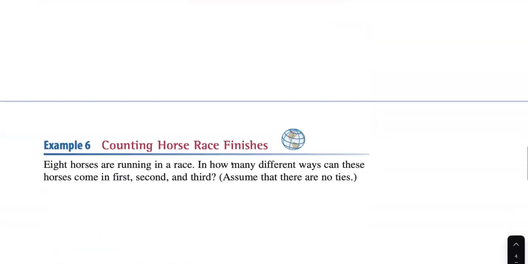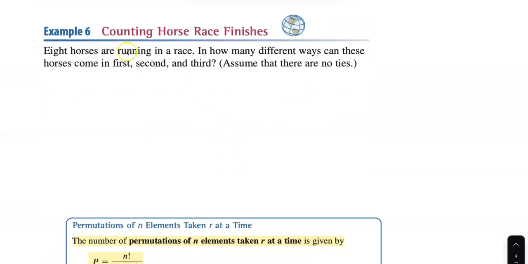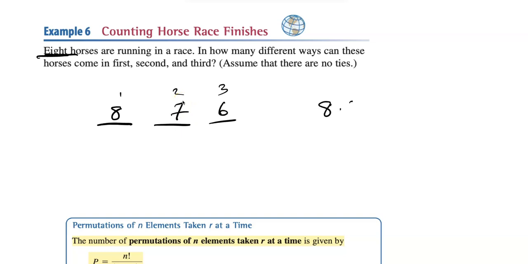Okay, let's go to the next problem. Counting horse race finishes. 8 horses are running a race. How many different ways can these horses come in first, second, or third, assuming there are no ties? We have 8 horses, and we want first, second, or third. We don't want to arrange all 8 horses, just the first 3. Kind of the same idea. For the first spot, I have 8 different choices, but once someone wins, they're out of the pickings, so there are only 7 left, and then only 6 left. So it's 8 times 7 times 6, which is 336. So there are 336 ways those 8 horses can come in first, second, or third.